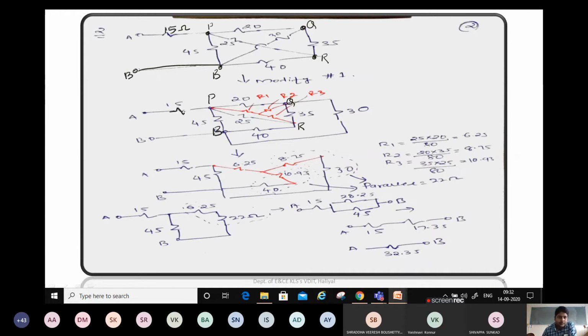So start from here. We have 15 ohm, then come to P. What I have done is I have retained the 20 ohms as it is. Then this 30 ohm is nothing but a resistor which is connected between point Q and point B. So there is an overlap, so you can take it to the other side. So I have taken it to the other side. So this is our 30 ohms.